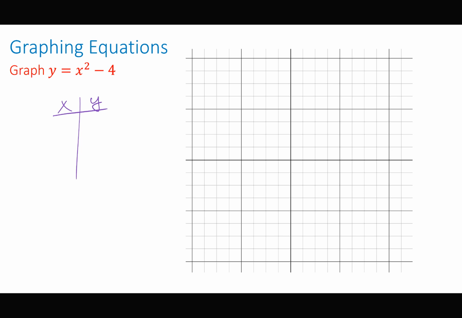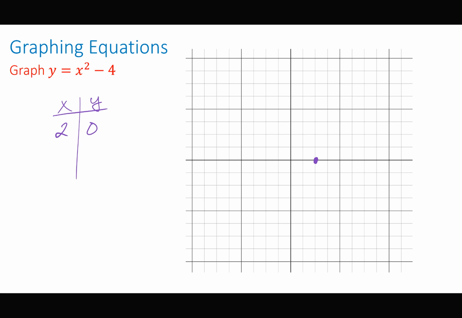So am I going to choose an x value or a y value to start out? X. Let's choose an x. That's my independent variable. Whatever I choose for x, that'll tell me y. So Kyle Powers, give me an x. 2. Okay. Kyle, what is 2 squared minus 4? 0. So I know a point is right here at 2, 0.